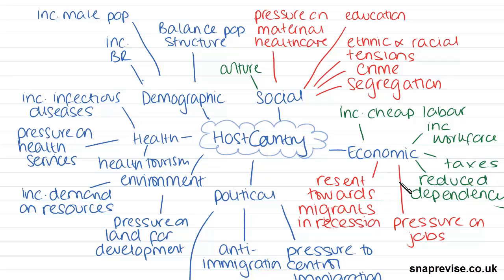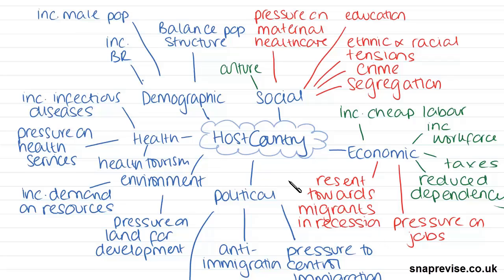But the disadvantages economically are pressures on jobs and unemployment. If there's more people of economically active age, but the same number of jobs, obviously there's going to be unemployment. And also there might be resentment towards migrants in times of recession, especially if migrants are thought to be taking jobs away from the people who originally lived in the home country.